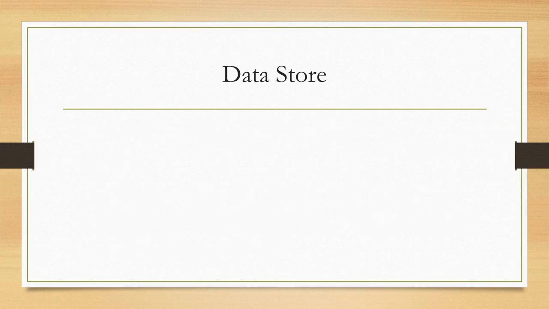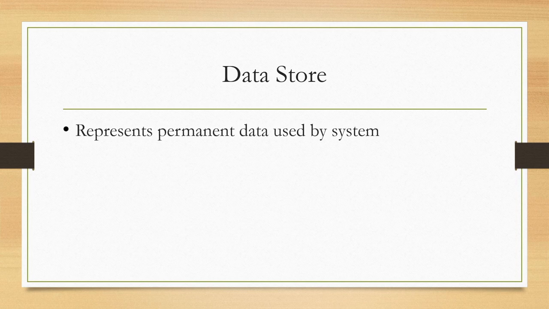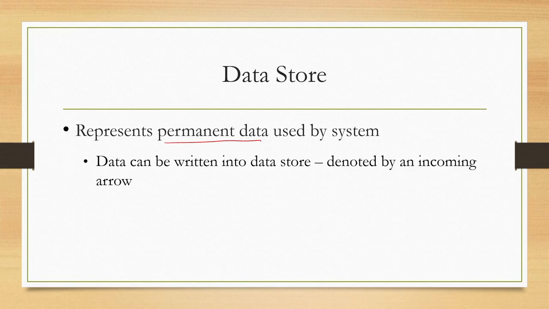The third component is data store. Now, data stores represent permanent data used by the system. Some data can be transient in nature, they get destroyed, whereas some data remains for use in subsequent iterations of the processes. And data stores essentially represent that permanent data. Now, data can be written into a data store.